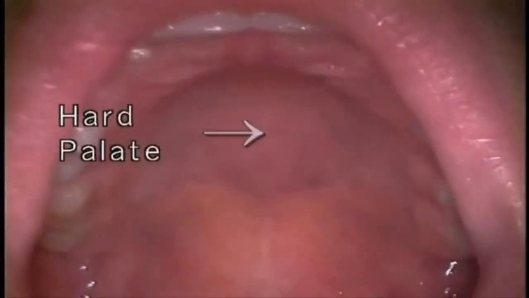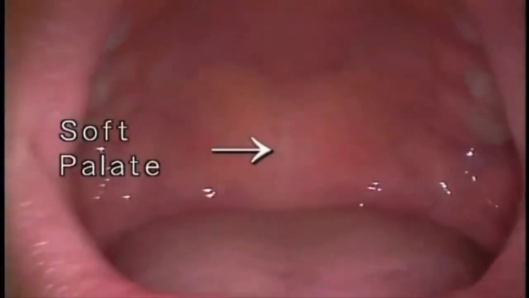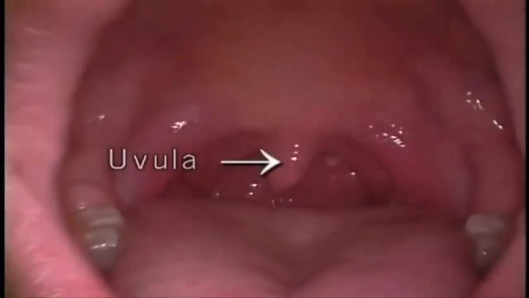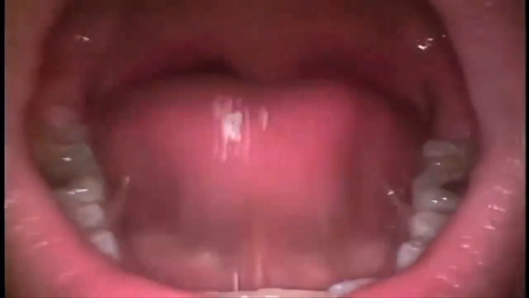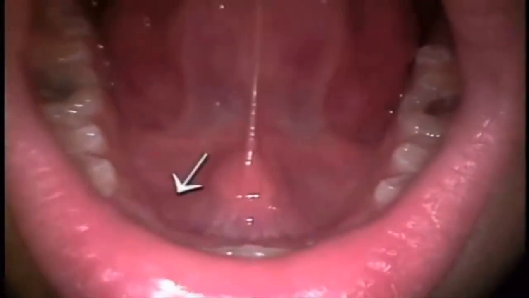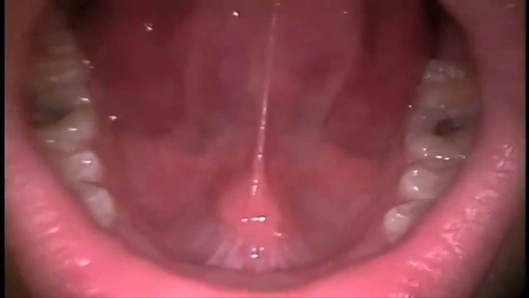The inner part of the cavity is closed off above by the hard palate and further back by the soft palate, which ends back here at the uvula. It's closed off below largely by the tongue and also by the mucous membrane of the floor of the mouth.